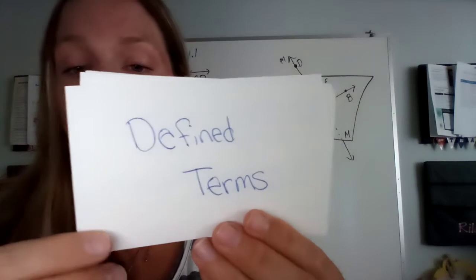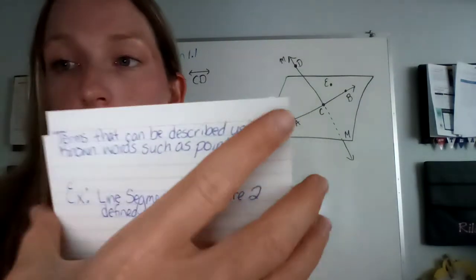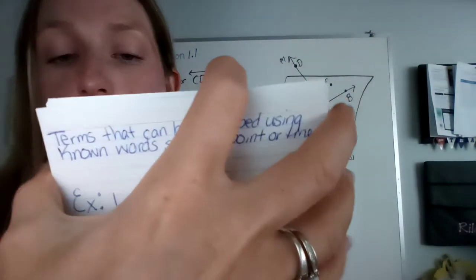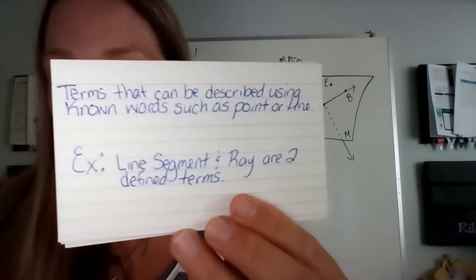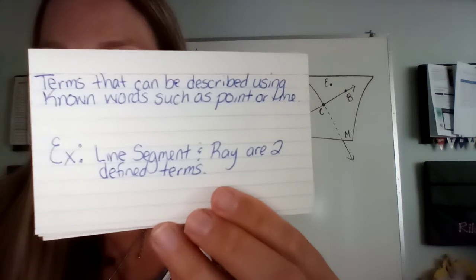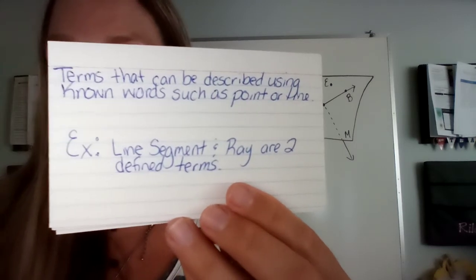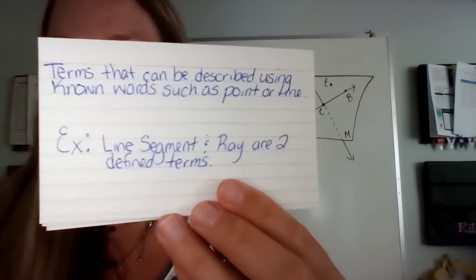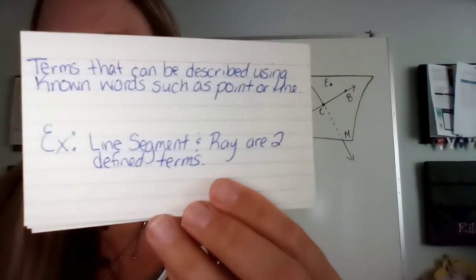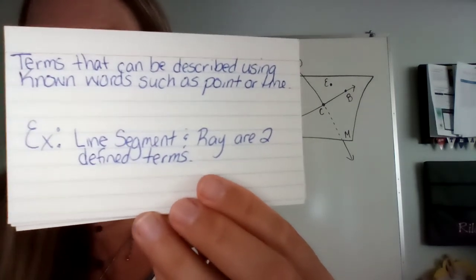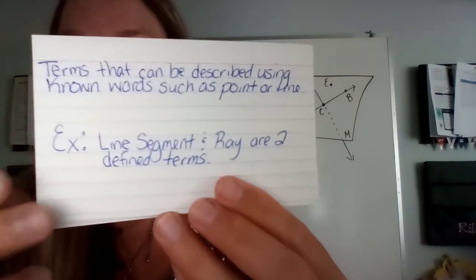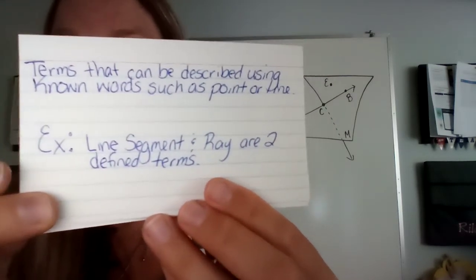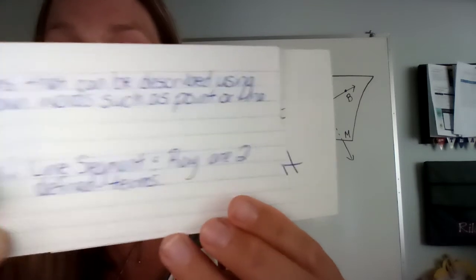Right, defined terms. So we have undefined terms, the 3 basic undefined terms in geometry are point, line, and plane. And then defined terms, terms that can be described using known words such as point or line. So 2 examples are line segment and ray. Okay, I can define a line segment or a ray by using other terms such as point and line.